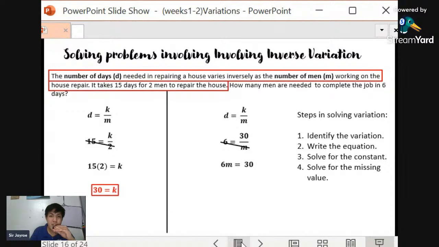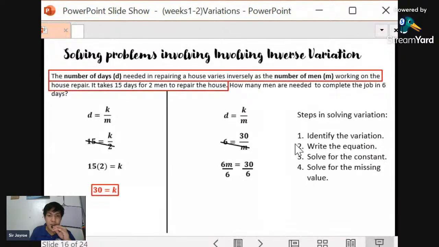And then this will be our new equation. So cross-multiply lang po natin. Kaya naging 6M yan. 6 times M, 6M. And then yung 30 will stay as 30 kasi nasa ibabaw naman yan. And then of course, yung M, it should be alone, di ba? Like what we were doing before in the first quarter. So the variable should be alone. How is it going to be alone rather? So we're going to divide this by 6. Divide both sides by 6.